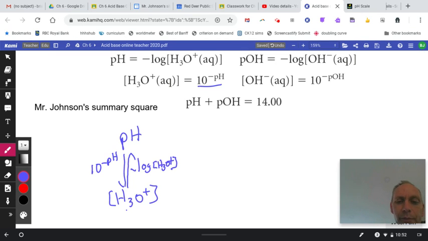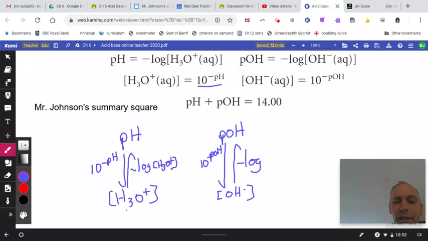Now I'm going to go pOH and concentration hydroxide. So these formulas are the same. pOH to hydroxide, I go 10 to the negative pOH. If I want to convert hydroxide to pOH, I go negative log concentration hydroxide. So by remembering one side, you can remember the other.